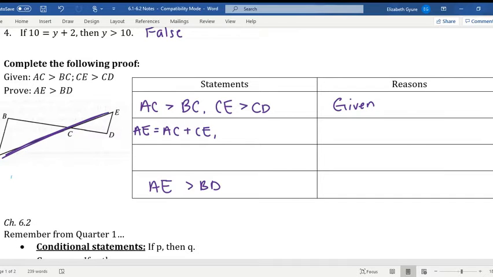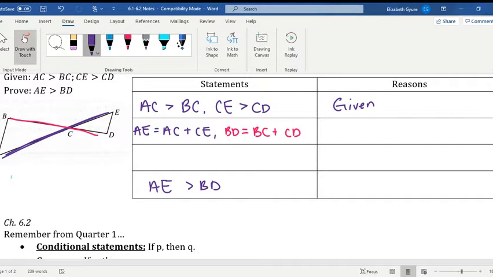And we can do that with the other segment right here. We can say that the measure of BD equals the measure of BC plus CD. And that is the angle addition, or the segment addition postulate.